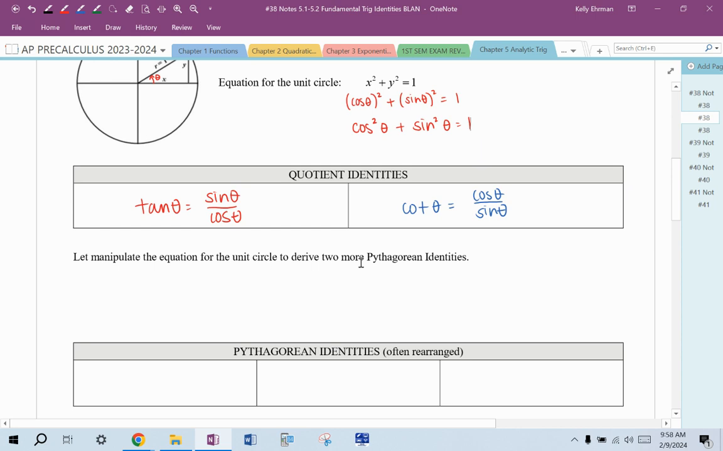So before we manipulate that, let's add this to our Pythagorean identity. Now, these often get rearranged. I wrote this as cosine squared plus sine squared equals 1.